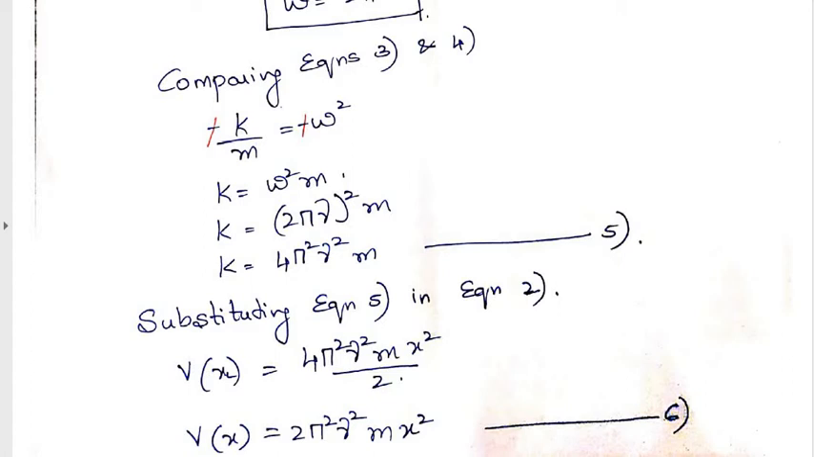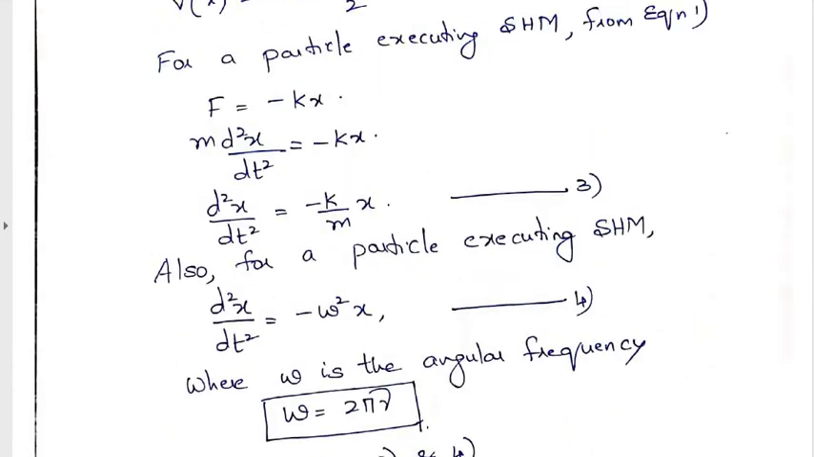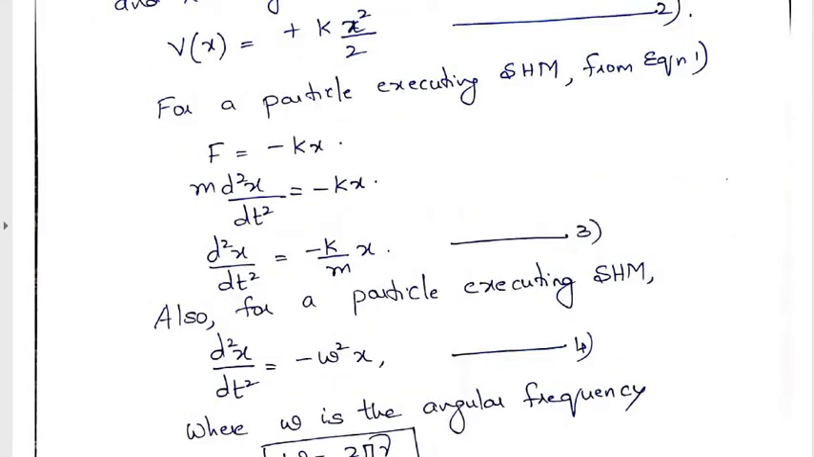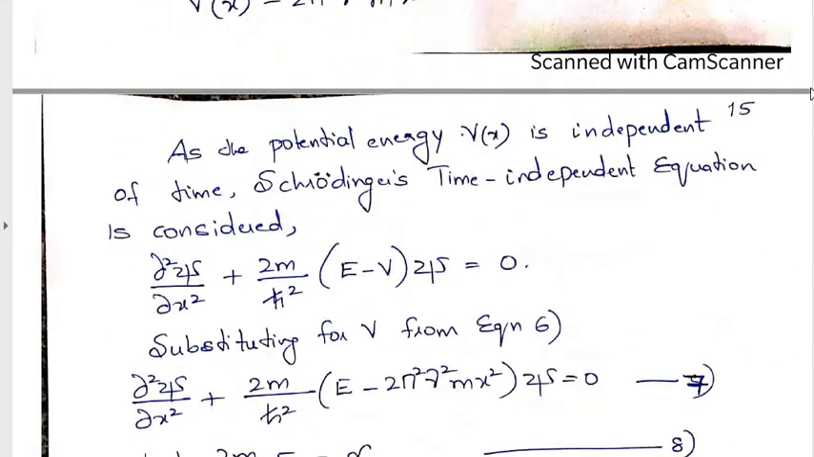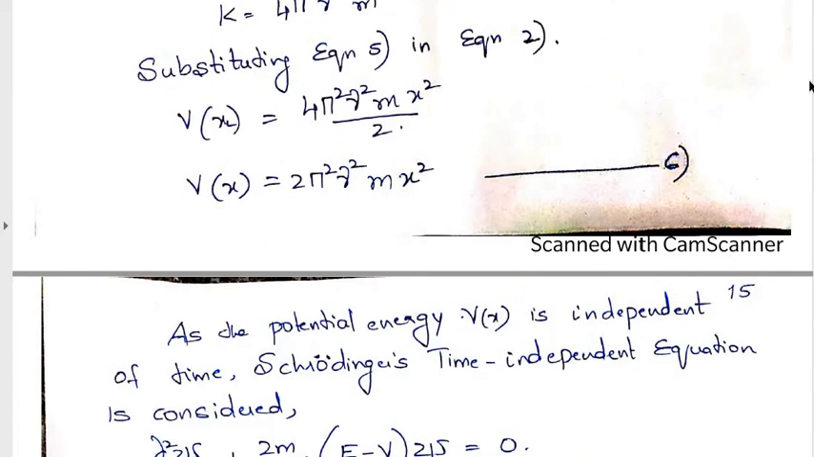Substituting equation 5 in equation 2, we have V of x equal to 4 pi square nu square m x square by 2. On simplification, V of x is equal to 2 pi square nu square m x square. So this is the expression for potential energy, that is equation 6. So this potential energy is independent of time.